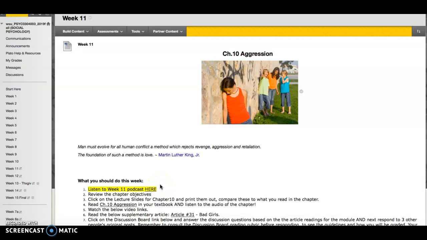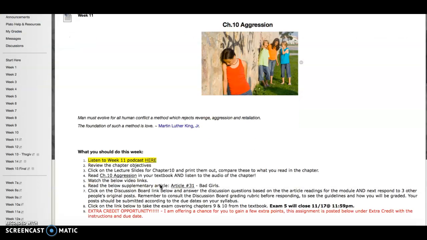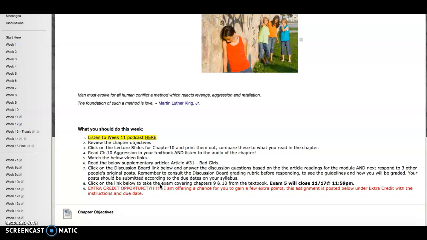Welcome to week 11, where we will be covering chapter 10, which is all about aggression. Here is your to-do list for this week, and it includes another extra credit opportunity.